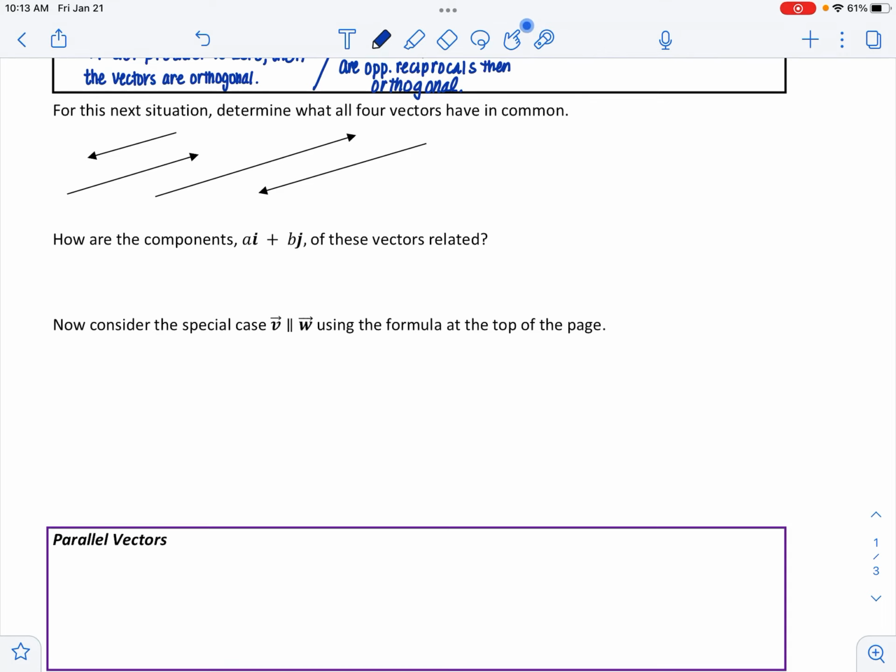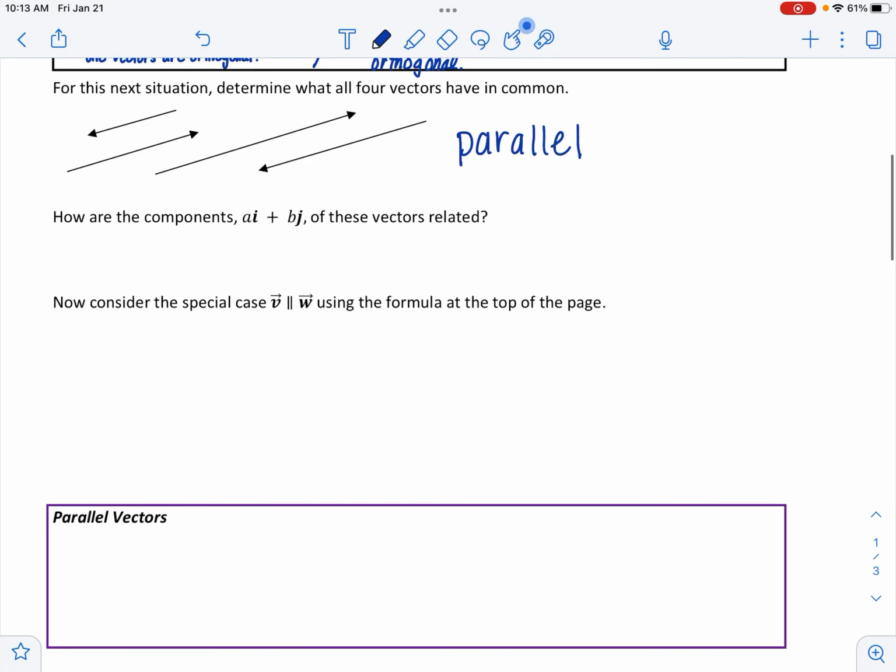What about vectors being parallel? It says for this situation, determine what all four vectors have in common. Well, I totally gave that away. If you look, they are not the same length and they are not the same direction, but they all are parallel. So how are the components ai plus bj of these vectors related?